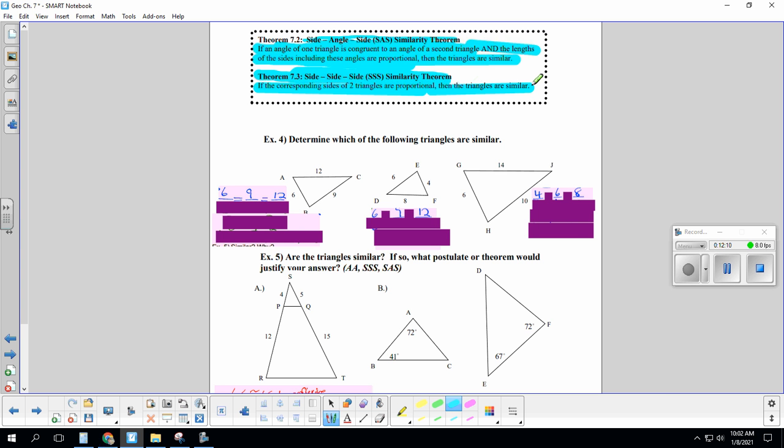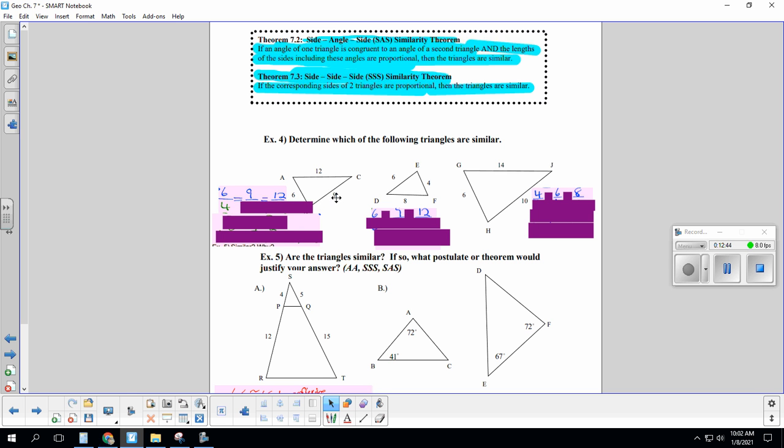All right, so let's take a look in example 4 of some scenarios. We have: determine which of the following triangles are similar. So we're going to take a look at ABC and compare it to DEF. We go short side, medium side, long side. What is the short side of DEF? Oh, it's 4. So we're going to buddy 6 up with 4.